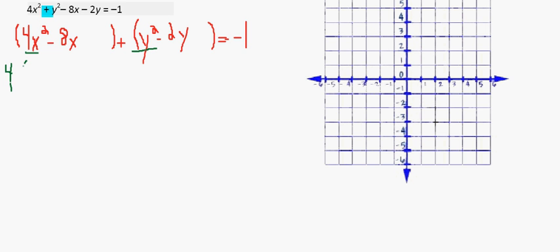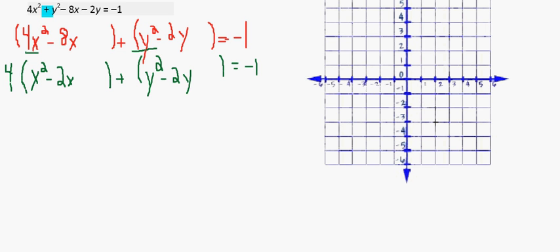So I'm going to have 4 parentheses x squared minus 2x, and still leaving my blank. Don't have to factor anything out from the y's because the number in front of the y squared is already a 1. Equals negative 1. Now I'm ready to complete the square. So on the first one, I have to add a 1 because half of negative 2 is 1 and 1 squared is 1.